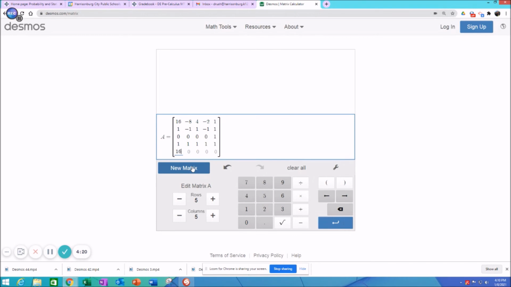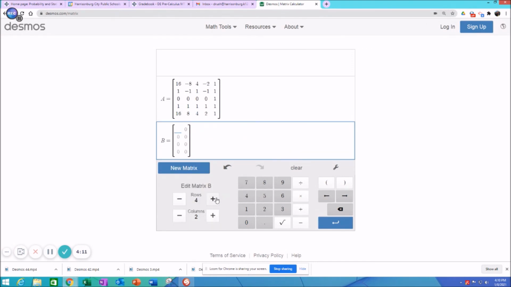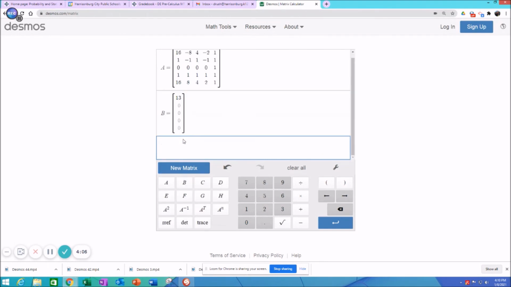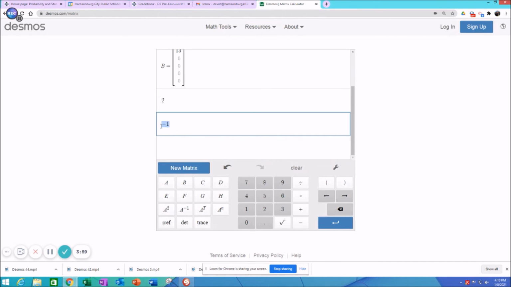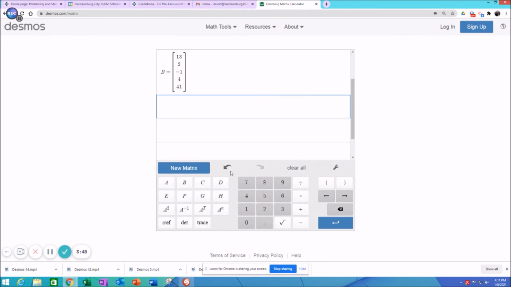Our matrix B is a 5 by 1: 13, 2, negative 1, 4, and 41. And we need to do A inverse times B. So we get this X matrix that's equal to a of 1, b of 2, c of 3, d of negative 1, and e of negative 1. Okay, so I'll show you on the next thing how to get that into the equation, our final answer.